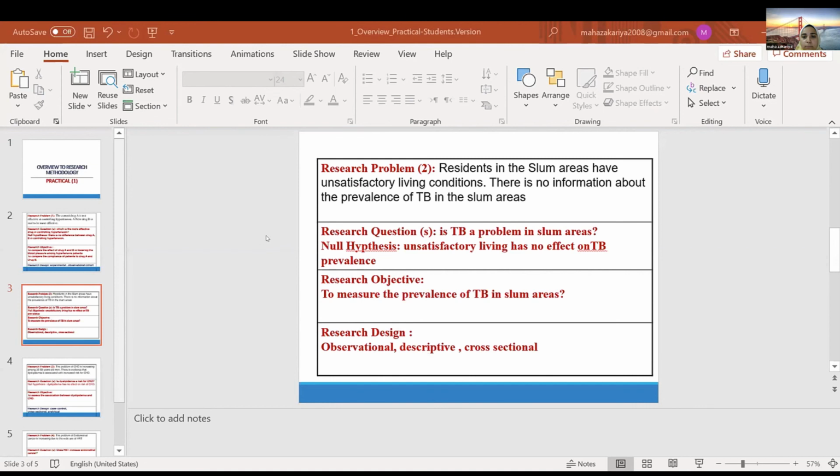I agree. You could say, what is the magnitude of TB among residents in slum areas? Right. But again, the magnitude is about the number of cases or the complication detected. When we say magnitude, it's usually another term to say that we're looking for prevalence. Yes.